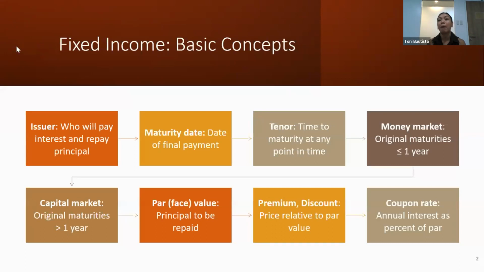Now, another concept would be par or face value. And this is exactly the principal to be repaid at maturity. This is also our basis to compute for the coupon payments. We would normally have the bond price, which can either be at par, which is equal to 100, or a bond may trade at a premium, wherein the price is above 100, or the bond can trade at a discount wherein the price is below 100. Now, the coupon rate, this is the annual interest as a percentage of par. And essentially, this is the interest receivable of the bondholder, as long as the bond is outstanding and as long as the issuer is not yet in default.